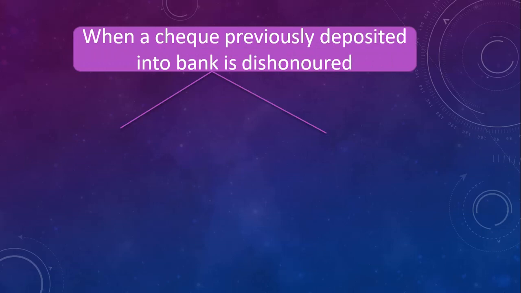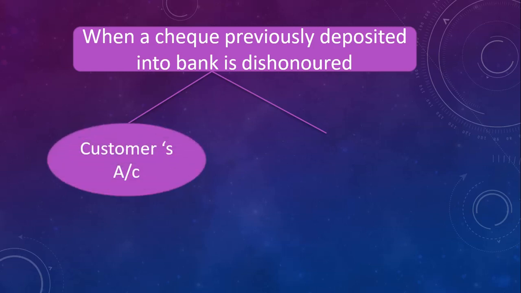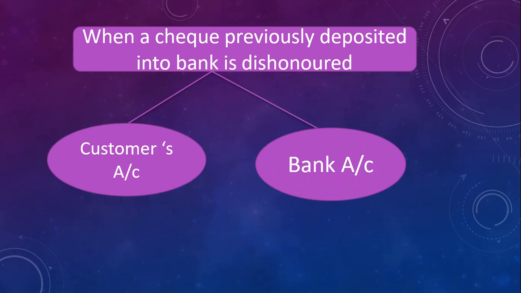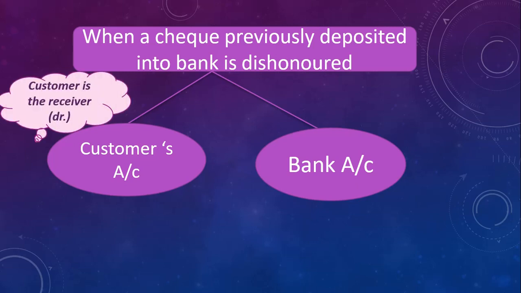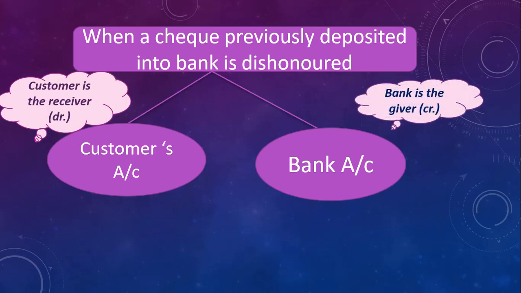When a check previously deposited into bank is dishonored. Two accounts affected are customer account and bank account. Dishonored means cancelled due to any reason. So, when we deposited the check, entry will be bank to customer. Now, check returned back to the customer, then customer debit to bank because customer is the receiver here and bank is the giver.